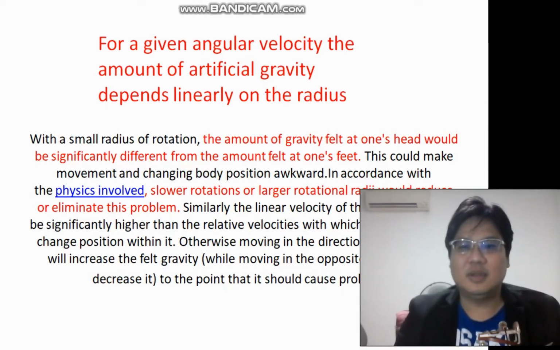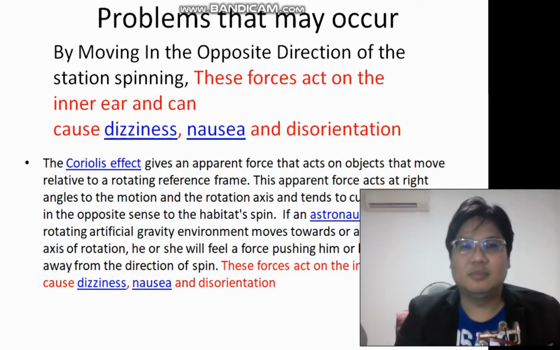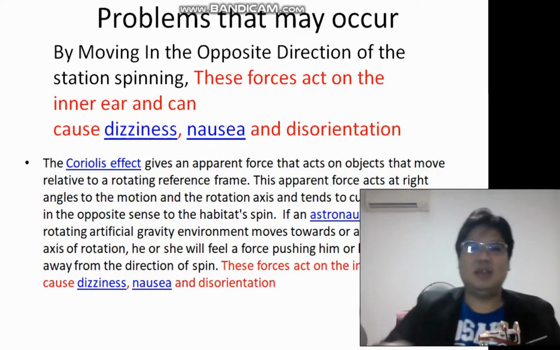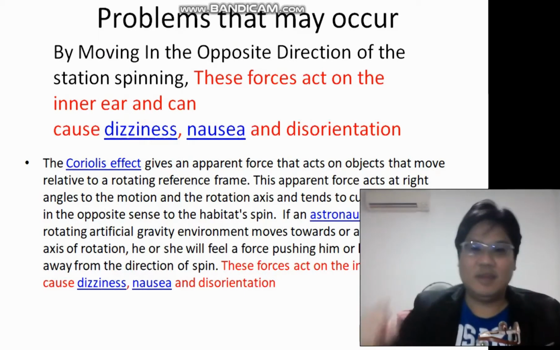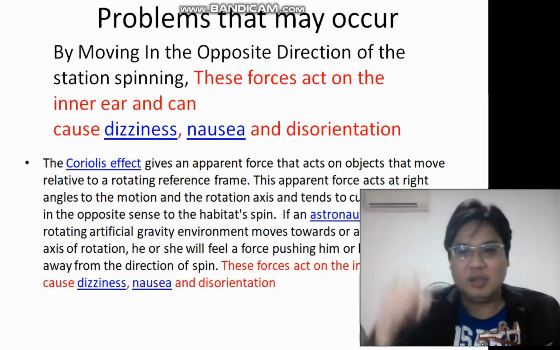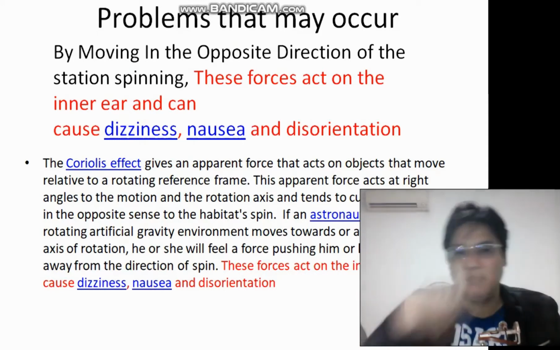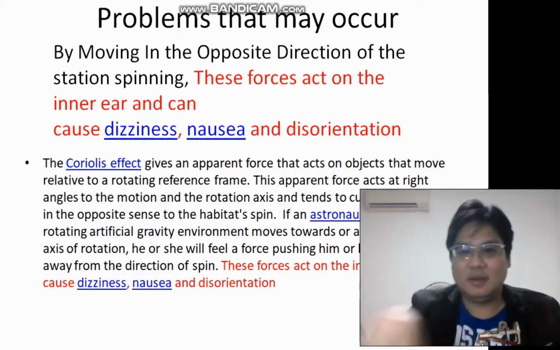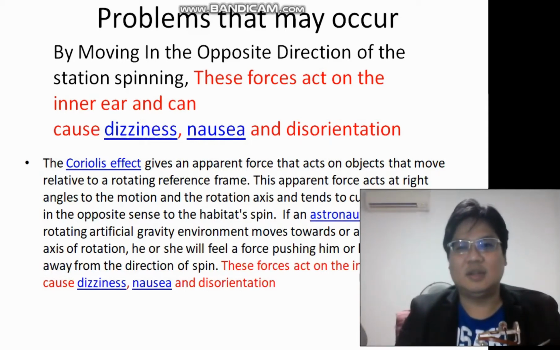So this is also not easy because you need a lot of testing on Earth to actually get the correct amount. So problems may occur. Let's say it's spinning in one direction. If you move in the other direction of the spinning, the centrifugal force, if you move in the opposite direction, you may feel dizziness, nausea, and disorientation. So this is what will happen. Some of these things will happen.